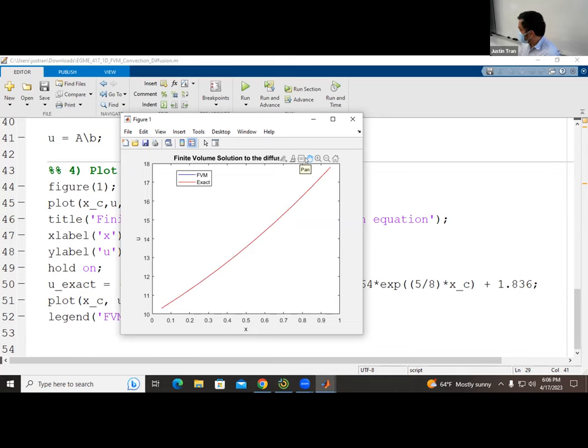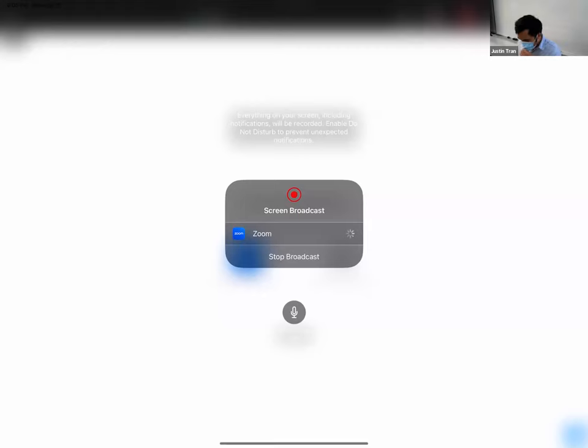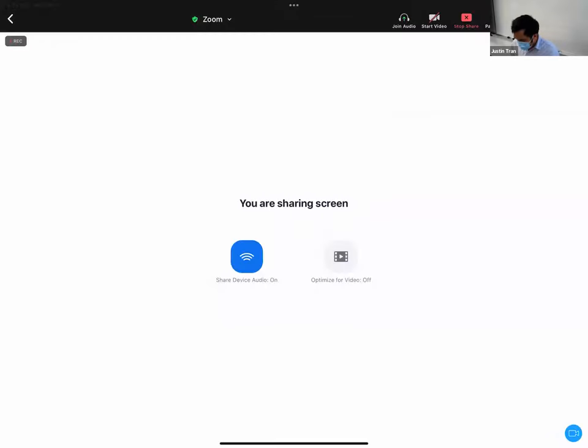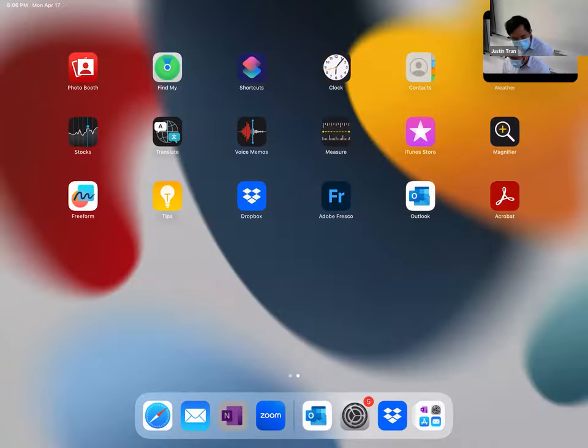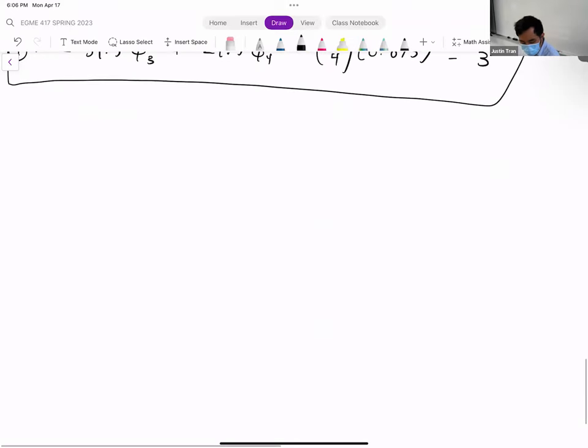Any other questions on this example here before we jump to 2D stuff? Okay, all right, so let me go ahead and switch back to the iPad here. Okay, and so let's go over 2D. So now let's do the same thing. We're going to tackle diffusion and convection, but we're going to do it in 2D now.